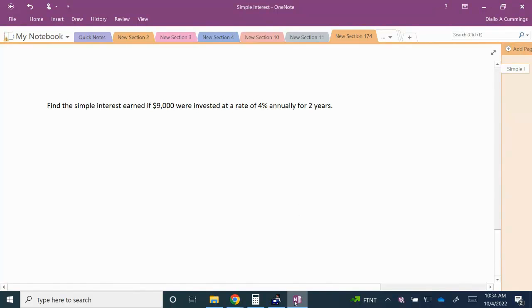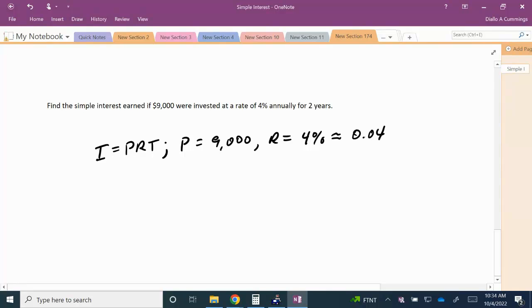In this example, we're asked to find the simple interest earned if $9,000 were invested at a rate of 4% annually for 2 years. So again, that simple interest formula is I is equal to P times R times T. The principal is going to be $9,000. The rate is 4%. So we're going to change 4% to a decimal.